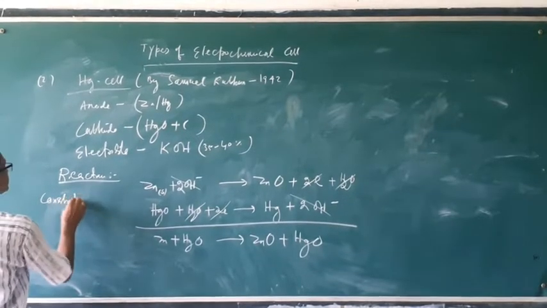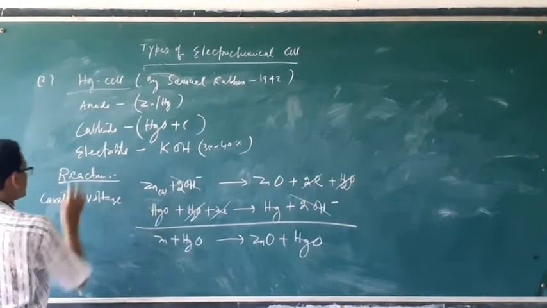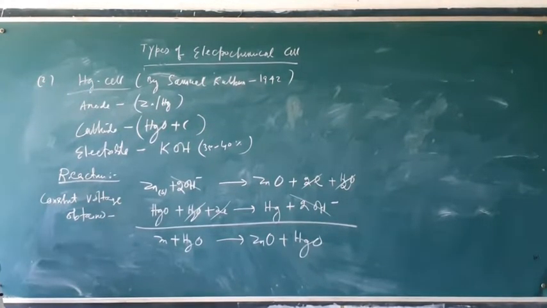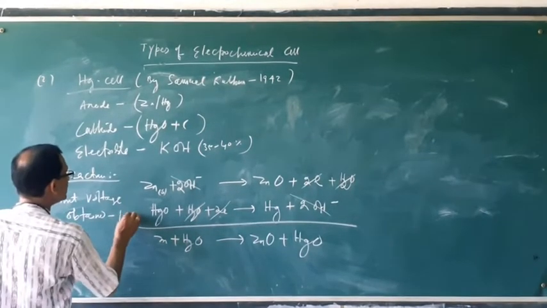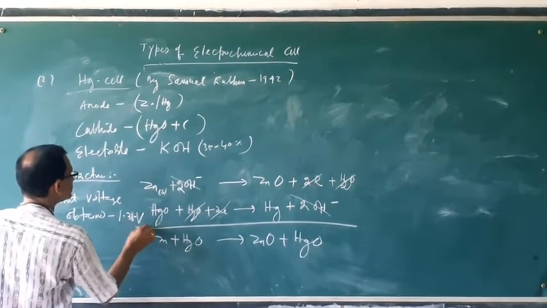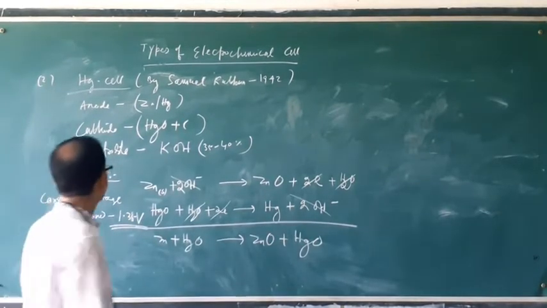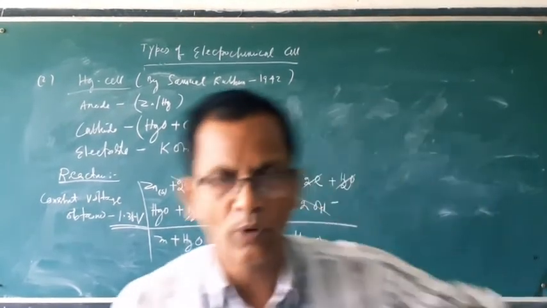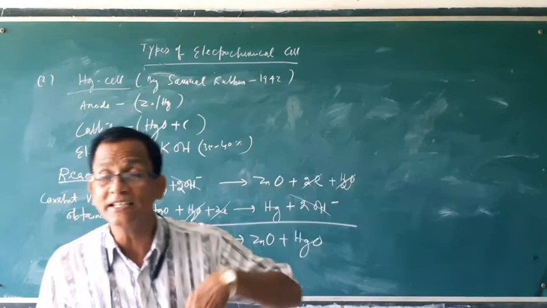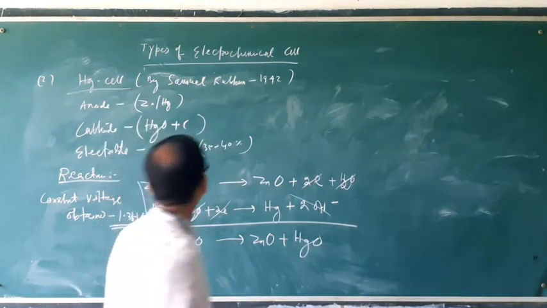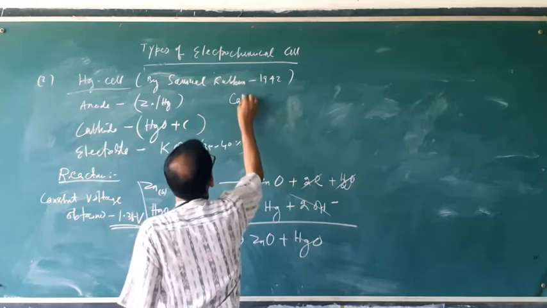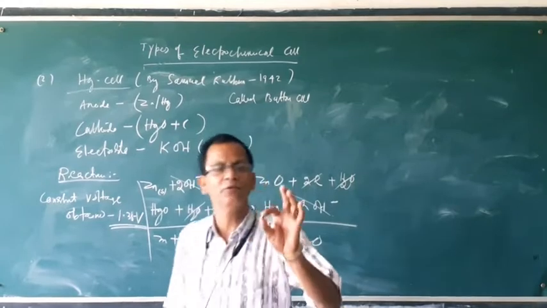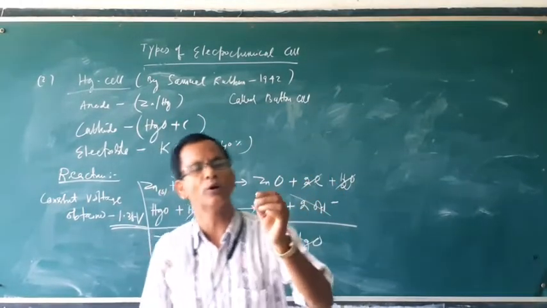Constant voltage obtained. How much? 1.35 volt. 1.35 volt is maintained by the mercury cell. Mercury cell has a different shape, that is, this cell is also called button cell. Just like a button, you see, I have brought a small mercury cell.